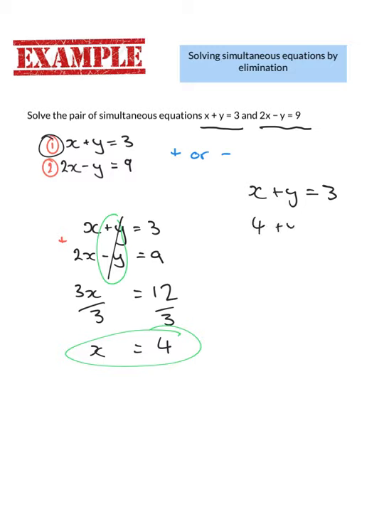4 plus y equals 3. We need to get y on its own, so we're going to take 4 from both sides. y is going to equal negative 1. So we've found x and we've found y. We've solved our simultaneous equations by elimination.